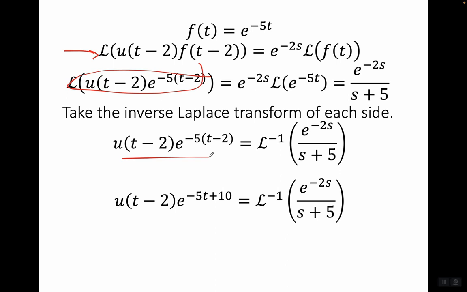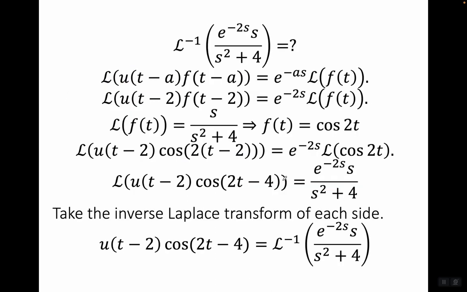So now we multiply out the exponent, and we have u of t minus 2, e to the negative 5t plus 10 equals the inverse Laplace transform of e to the negative 2s over s plus 5. Okay, that's awesome. We found the inverse Laplace transform of that factor. Let's keep moving. Now we want to find the inverse Laplace transform of e to the negative 2s, s over s squared plus 4. Again, we're going to use this helpful formula.